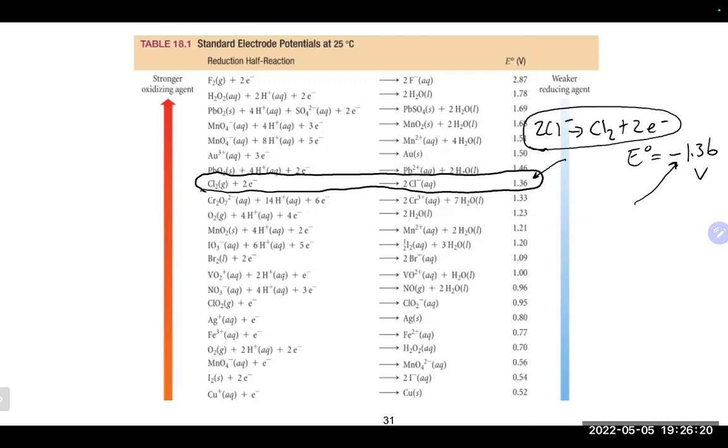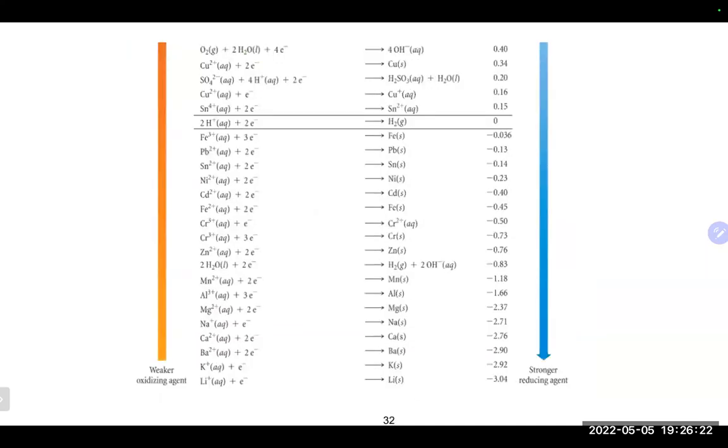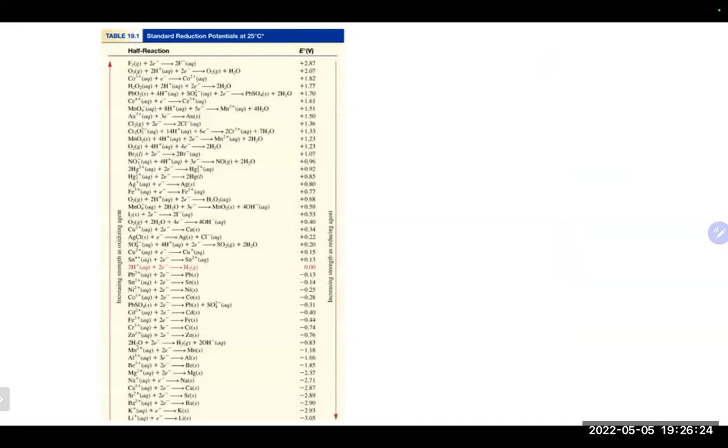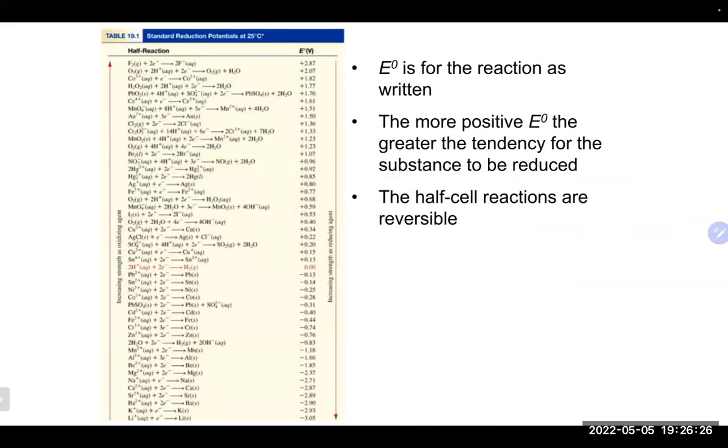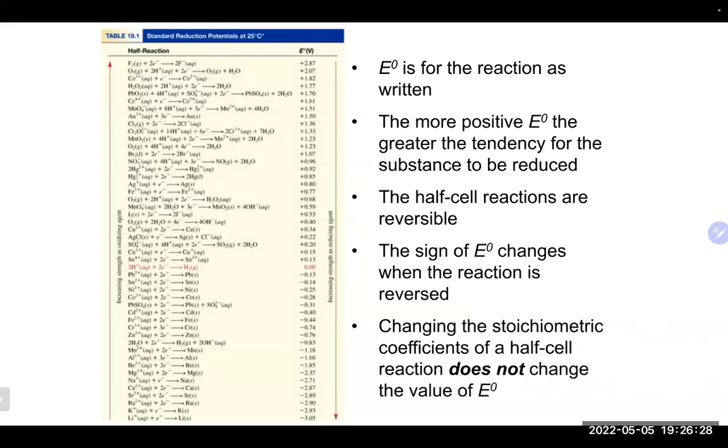Any questions on that? Here's another table, which clearly you can read. But let's talk about some of the things that we see in this table. As I mentioned before, when you quote an E value, it should be for how the reaction is written.